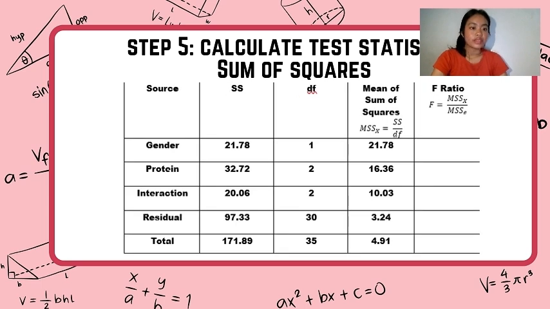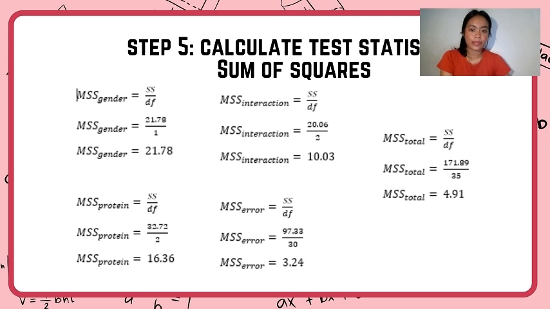Then you get the mean of the squares. Here it's easy because you just follow the formula written. The mean of sum of squares equals the sum of squares over their respective DF. So here, 21.78 divided by 1, you get 21.78. 32.72 divided by 2, you get 16.36. So on until you get the total. Here is how to calculate the mean of squares. You may pause to understand it better.